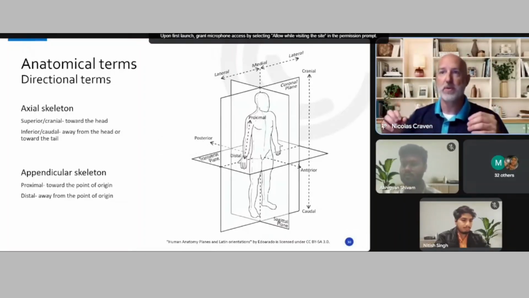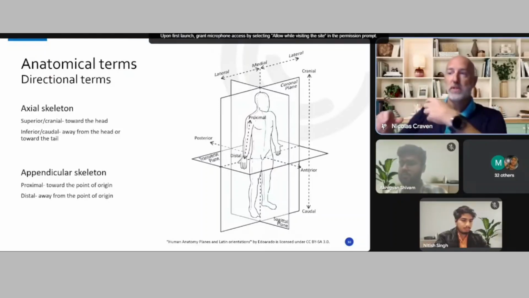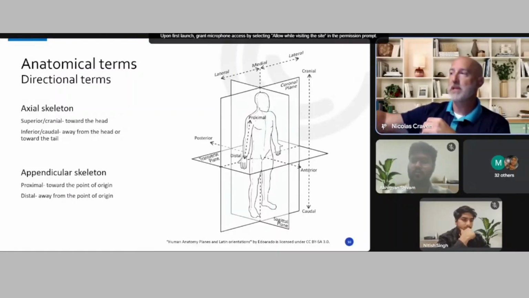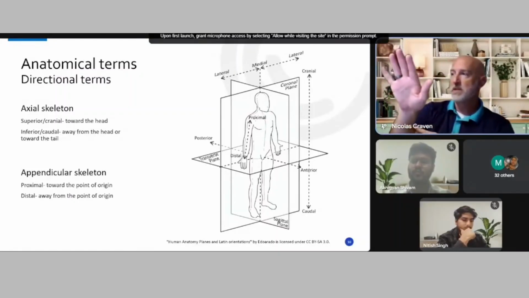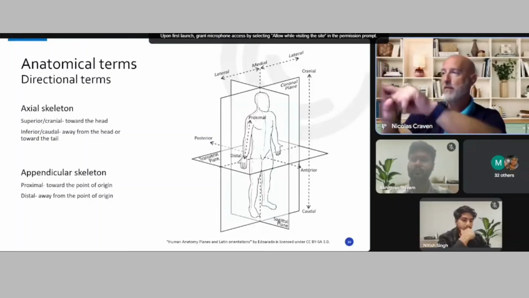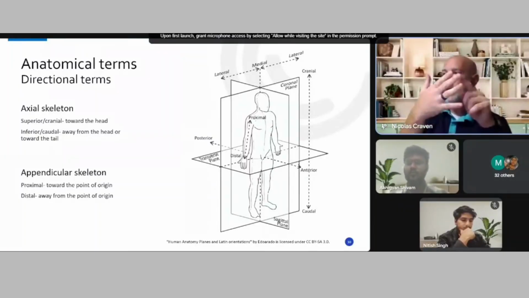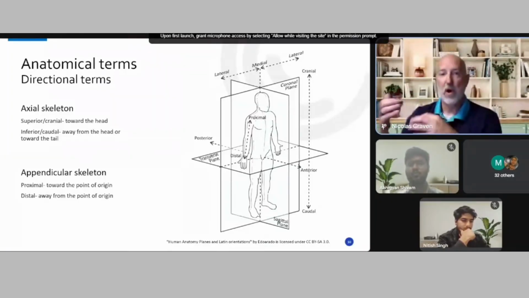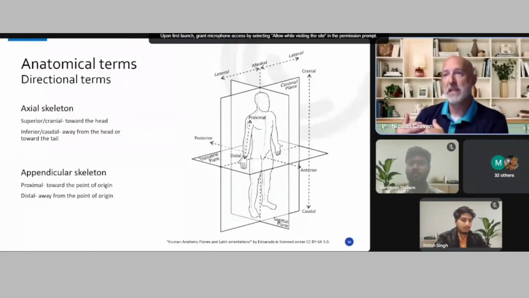When we're talking about the appendicular skeleton, we're talking about proximal, which is towards the middle, and distal, which means away from the origin. When we're talking about your hand or your arm, distal is referring to going away from your body or away from your shoulder. So from your wrist, your fingers are distal to your wrist, and the other way around, your wrist would be proximal to your fingers. Proximal means close to or towards, and distal means away. You only use proximal and distal for your arms, legs, feet, and things on your appendicular skeleton. You would use superior or inferior for the axial skeleton.